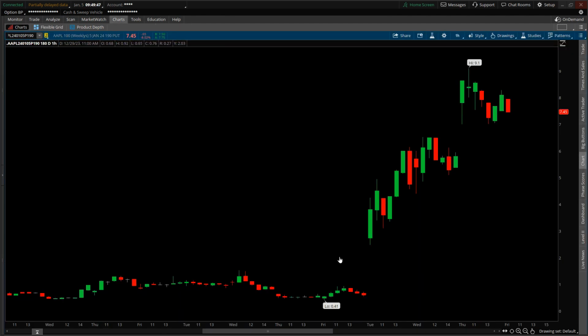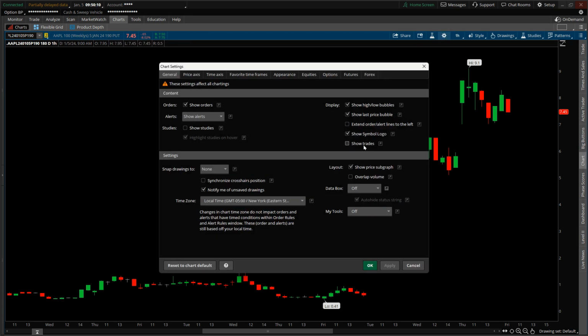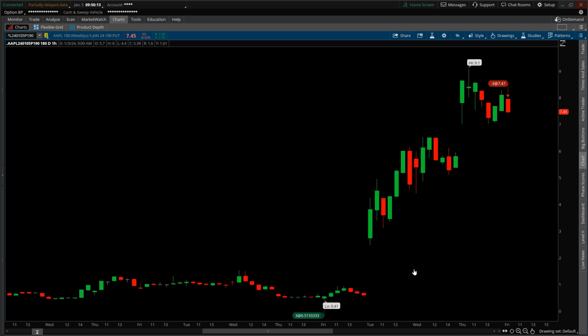So this is the 1 hour chart of my option contracts, the $190 strike price put contracts. So right here under the ticker symbol, this is the January 5th expiration date with the $190 strike price. It's currently quoted at $7.45. So again, I bought those contracts. Actually, let me just show trades. So right here, this is where I picked up those 3 contracts at 51 cents per option contract, back on December 29th. And then I sold those 3 contracts at $7.47.